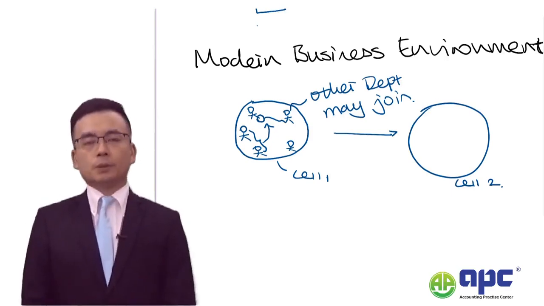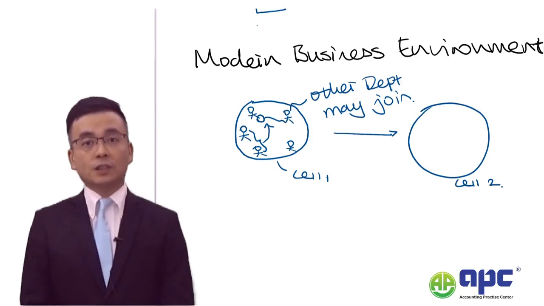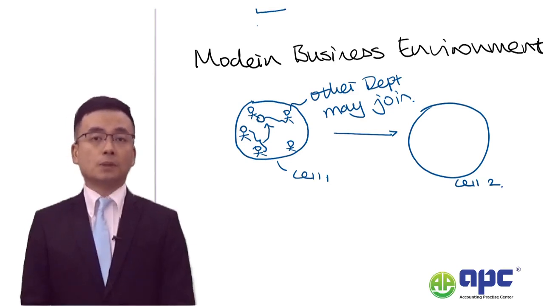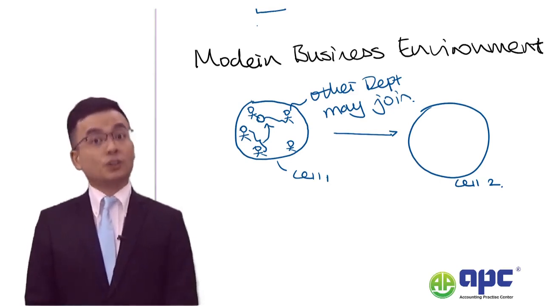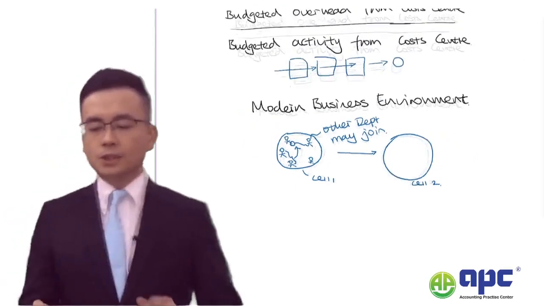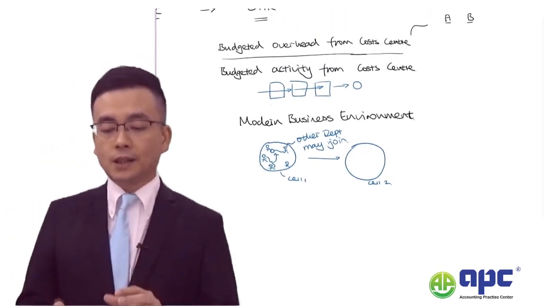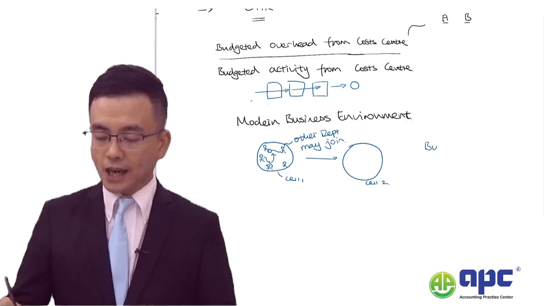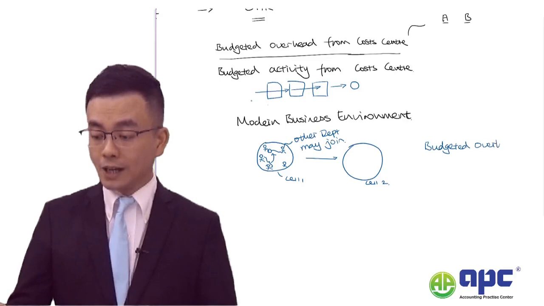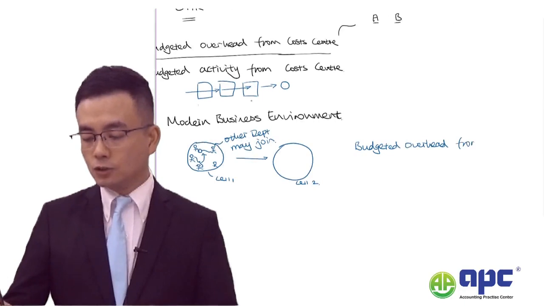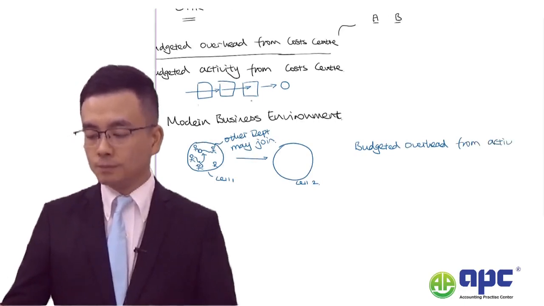Now, here's the problem. It's not about each of the departments in isolation, but in producing that product, each of the departments will work with each other to produce the final product. And that is the main problem. So this is why, instead of using the budgeted overhead from the cost center, I would now like to estimate the budgeted overhead in ABC, or activity-based costing, not from the cost center anymore, but from each of the activities in turn.